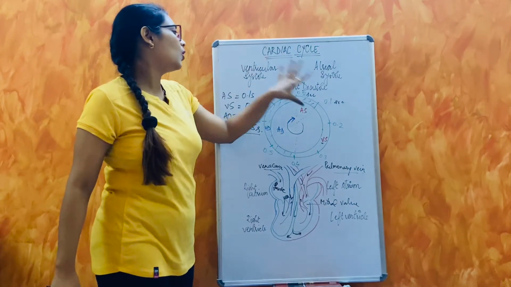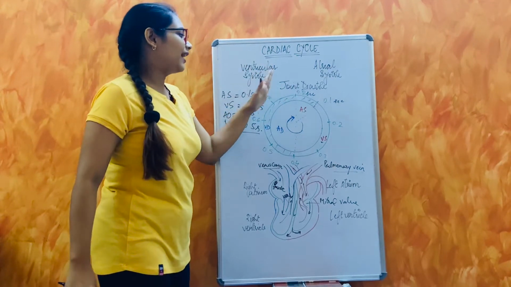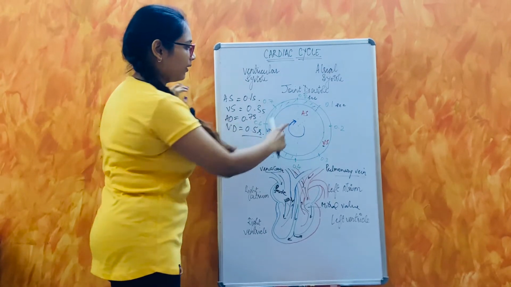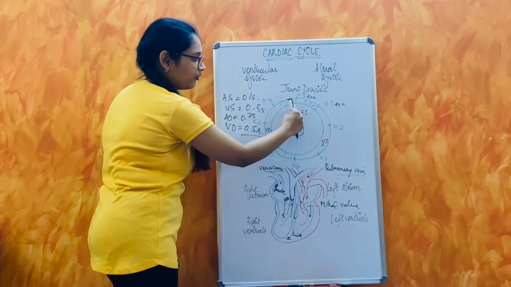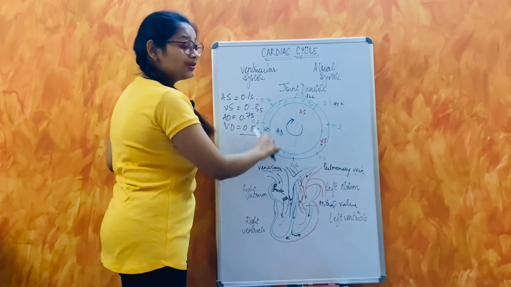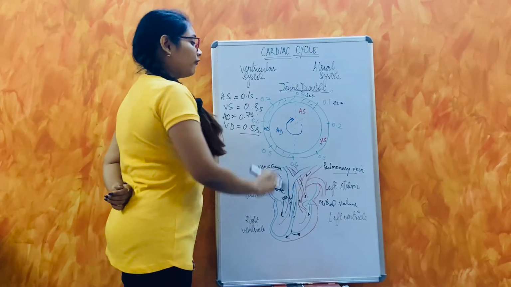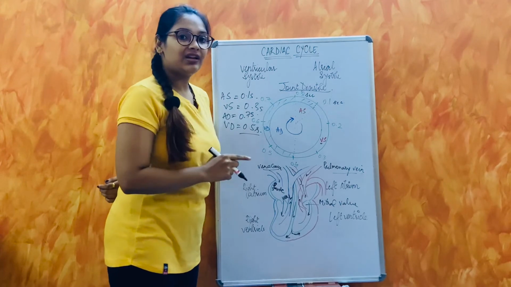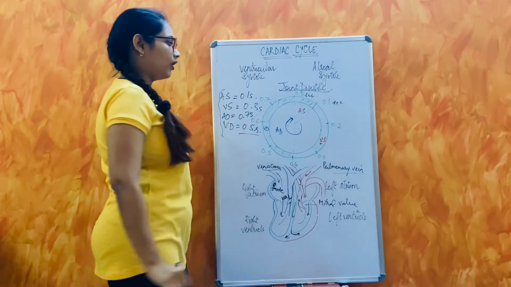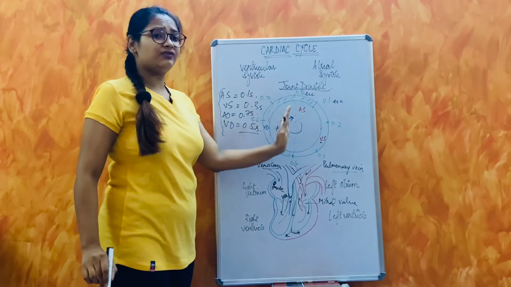So this is the whole cardiac cycle, and as I told you, the diastole, the relaxation of the ventricle and the atria mainly coincides. As you can see, for 0.4 seconds, it basically coincides. The maximum time it is coinciding. That is why it is known as joint diastole. Because at that point of time, both the atria and the ventricles are relaxing together. Okay, so these are the timings for the whole divisions, the whole parts of the cardiac cycle.